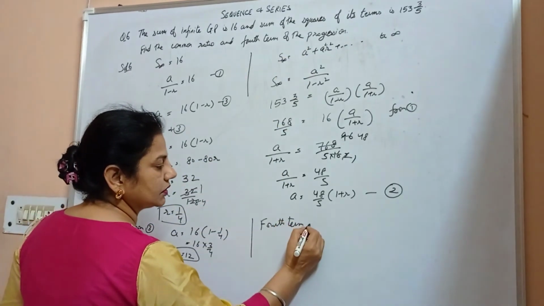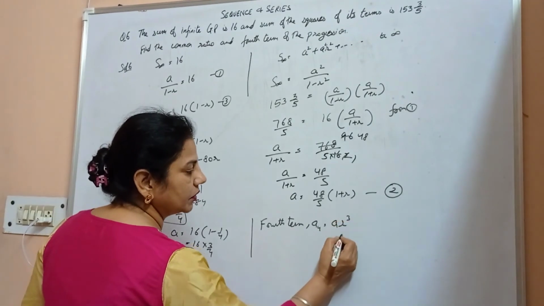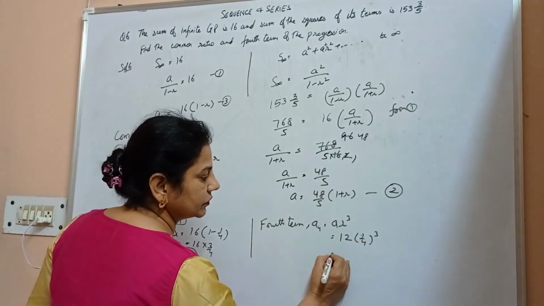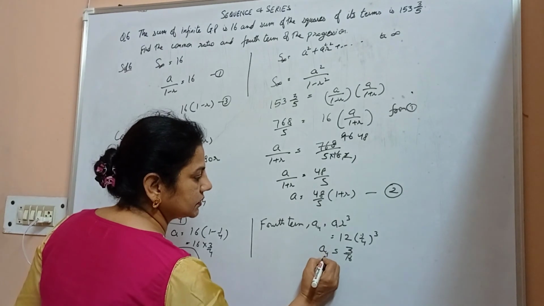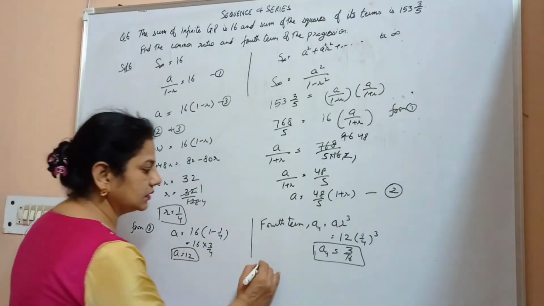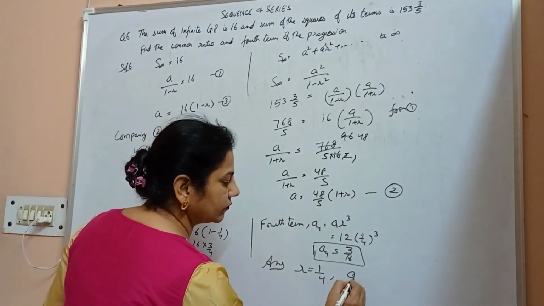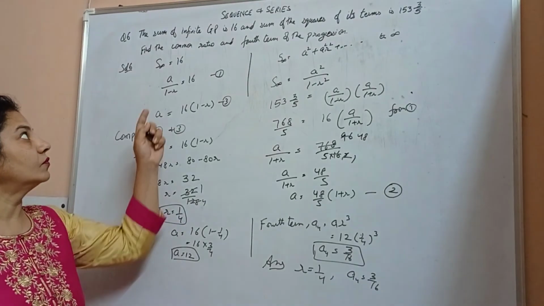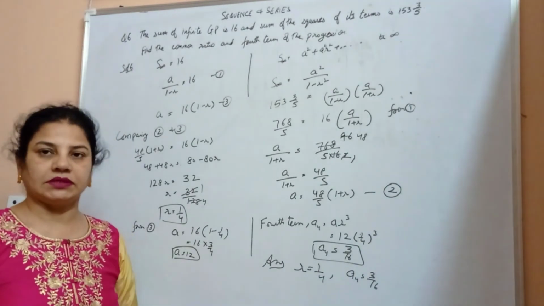So the fourth term is a4, that means a r cube. Here a is 12 and r is 1 by 4 whole cube, which is equal to 3 by 16. So our fourth term is 3 by 16. So our answer is: common ratio is 1 by 4 and the fourth term is 3 by 16. We have to calculate the fourth term and the common ratio. Common ratio is 1 by 4 and the fourth term is 3 by 16.